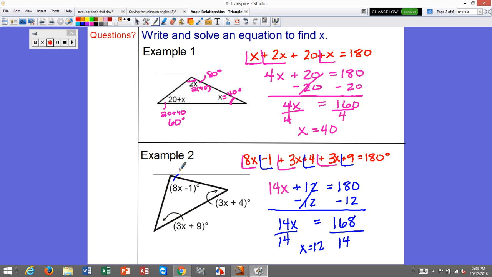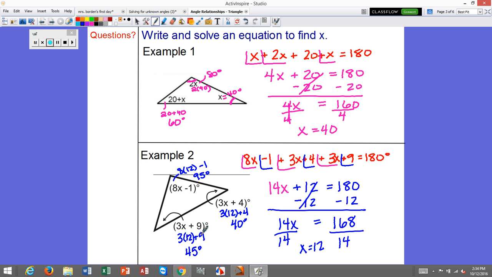So I'm going to do 8 times 12 minus 1. 8 times 12 would be 96, minus 1 would be 95 degrees. Then I've got 3 times 12 plus 4. 3 times 12 is 36, plus 4 is 40 degrees. And lastly, 3 times 12 plus 9. 3 times 12 is 36. 36 plus 9 would be 45 degrees.